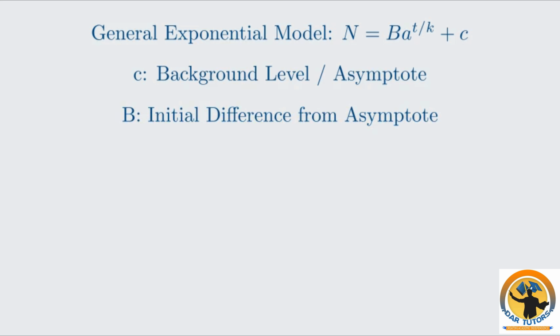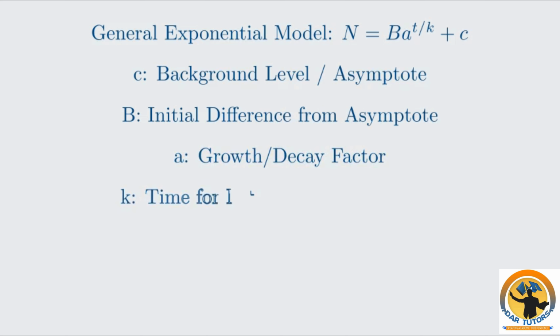The constant, a, is the growth or decay factor. If a is greater than 1, we have growth. If a is between 0 and 1, we have decay. Finally, k is the time it takes for the difference between n and the background level to change by the factor a. Understanding these parameters is key to interpreting and creating exponential models.